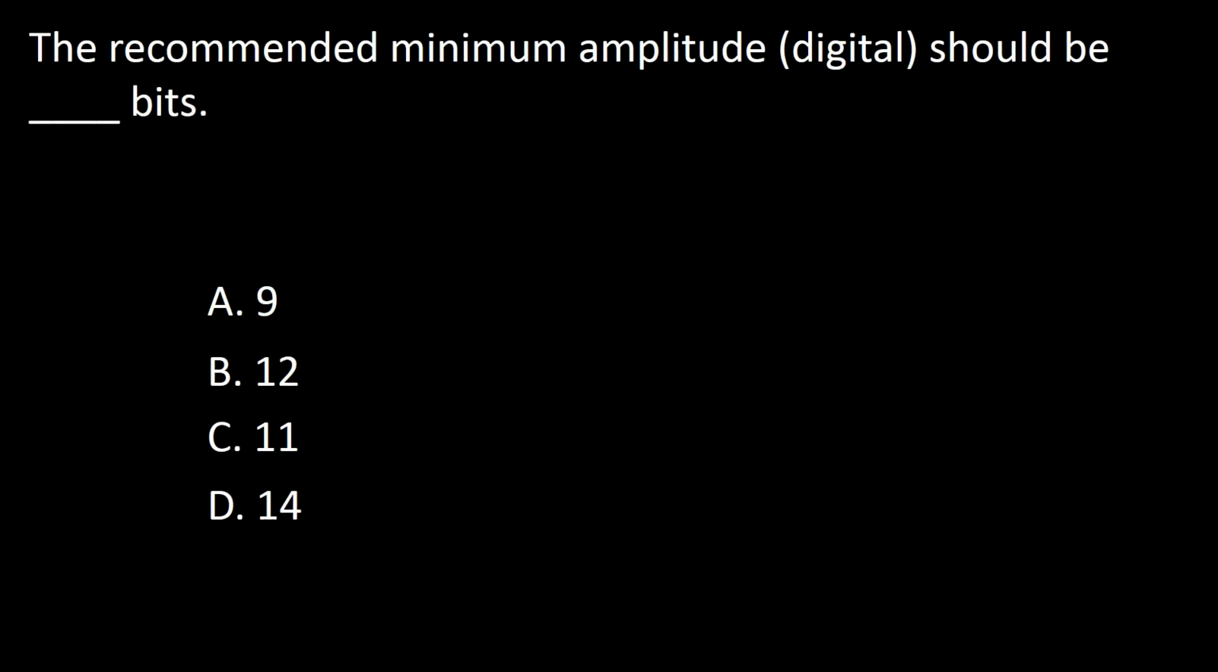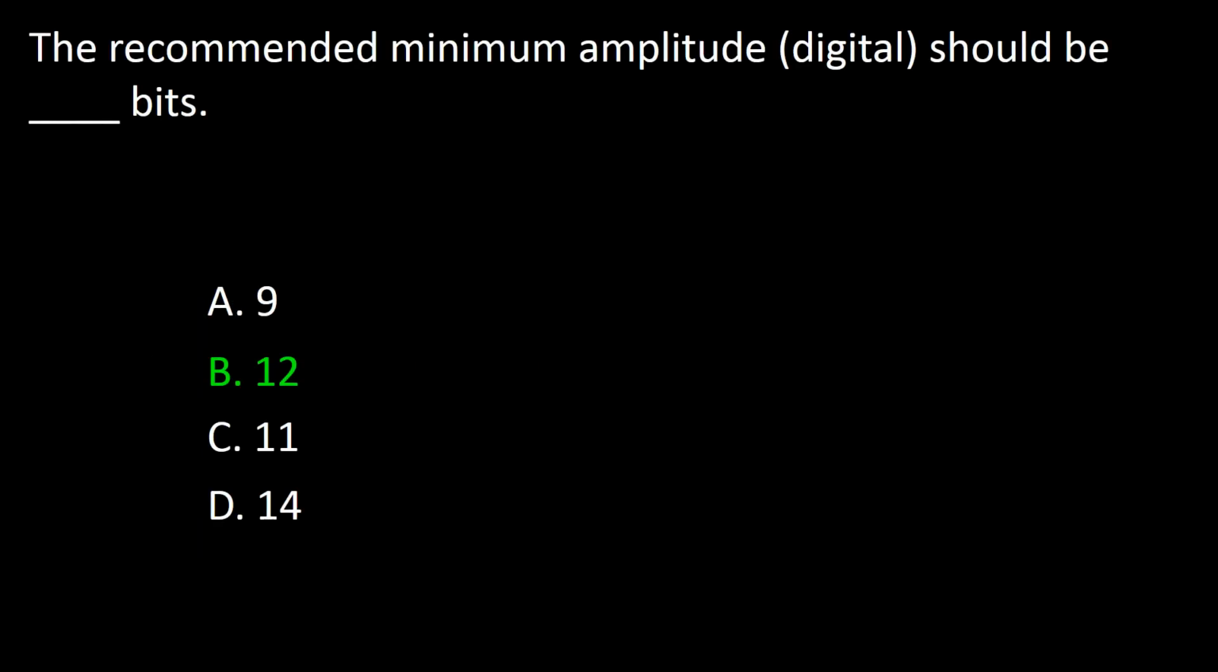Next question. The recommended minimum amplitude digital resolution should be dash bits. A 9, B 12, C 11, D 14. 12 bits would yield 4096 amplitude points or bins for each sample. More on the subject of bits and digitalization can be found on the talk about machine and safety in this YouTube channel. So the answer for this question is B.